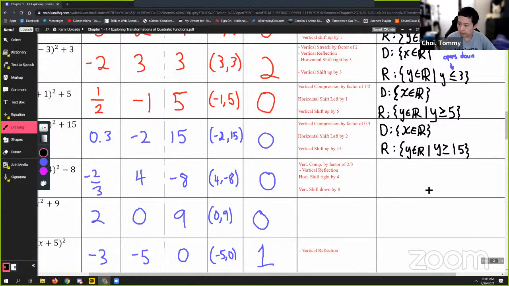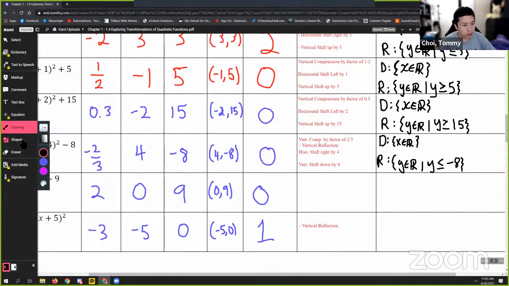Domain and range. x ∈ ℝ. Range, y ∈ ℝ, such that y is less than or equal to -8. And there we have it. The last two, we're almost there. Bear with me here.